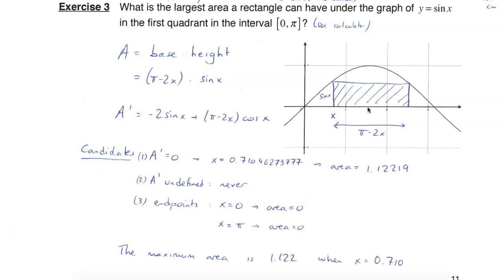We have three candidates, this one, and this one, and we plug in the value in the formula for A each time, and we see that the largest of all is 1.12219, and that is the maximum area. There is no unit in this exercise, so we can just say the maximum area is 1.122, and that's it. If you want to add that this happens at x equals 0.710, fine, but it's not necessary.